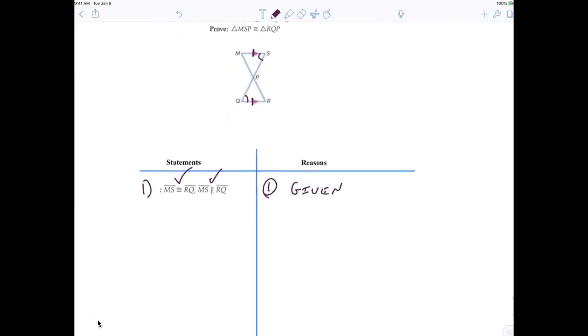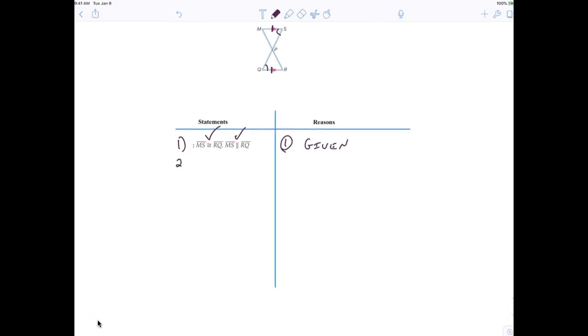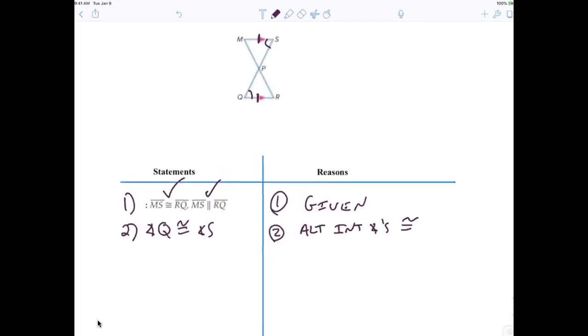So step number 2: angle Q is congruent to angle S. That's not a definition. That is simply saying the alternate interior angles, and that was a theorem. If the lines are parallel, then the alternate interior angles are what? Congruent. So you can put alternate interior angles are congruent. So angle Q is now marked.